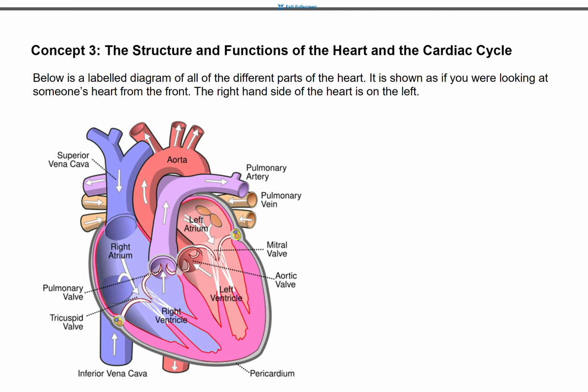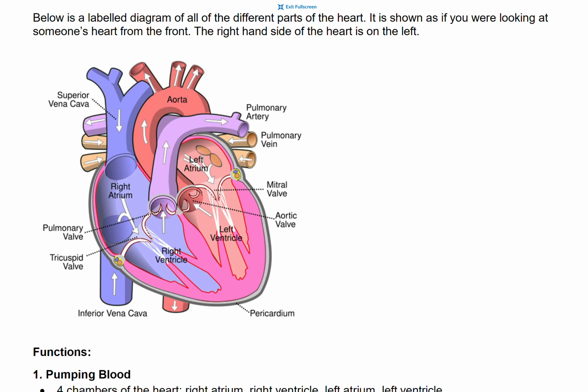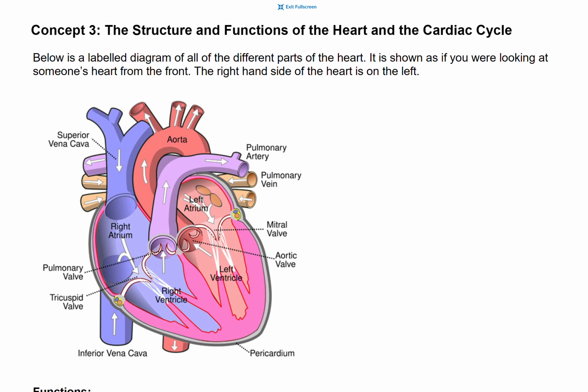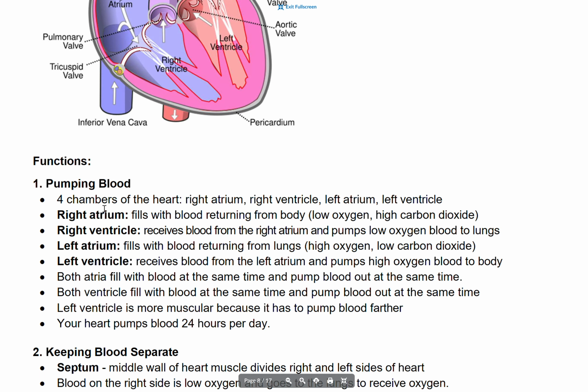So, really, your heart only basically has one function. You can argue that there's three functions. Really, the heart has one main function, and that's to pump blood. So, we know about the four chambers of the heart: the right atrium, the right ventricle, the left atrium, and the left ventricle. The right atrium fills with blood returning from your body, which has low oxygen and high carbon dioxide. All of the oxygen went to your body cells, and then they filled it with their waste, which is carbon dioxide. Then it goes into the right ventricle.